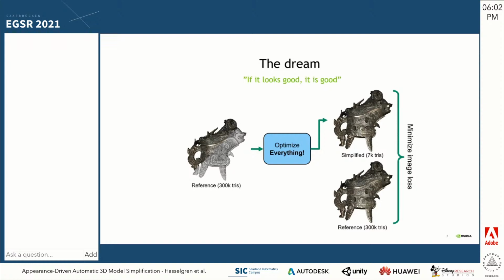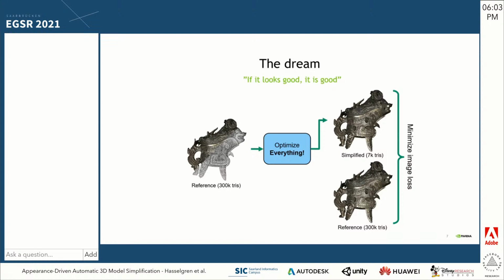So our dream was instead based on the notion of if something looks good, then it is good. So we want to take the reference on the left here. We want to have something that we don't really know what it is that optimizes everything. And then because we're just going to use this simplified mesh here for rendering, we don't really care about anything else than we just want it to look the same as the reference. So we just want to minimize the image loss. But the question is then, what do you put into this black box? How do you optimize this problem?